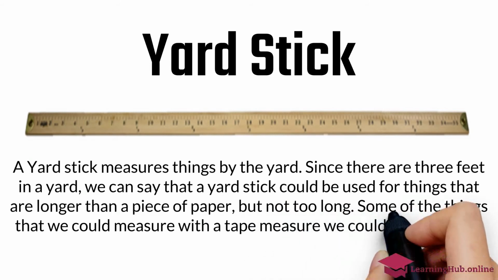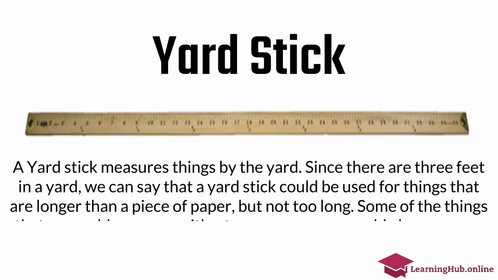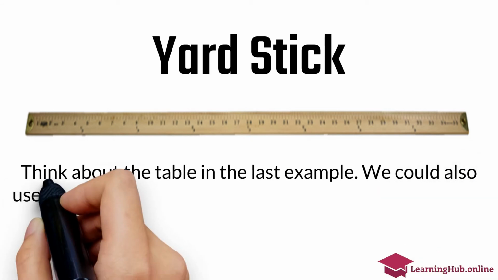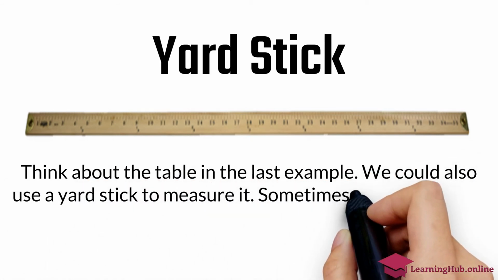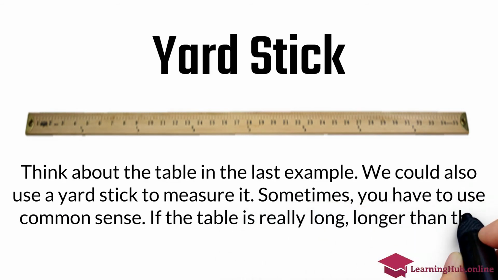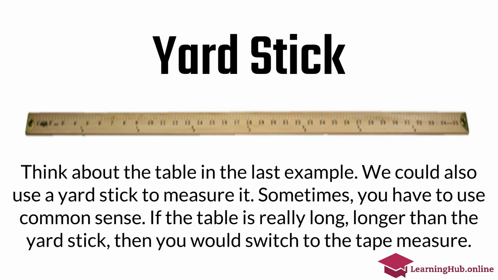Some of the things that we could measure with a tape measure, we could also measure with a yardstick. Think about the table in the last example. We could also use a yardstick to measure it. Sometimes you have to use common sense. If the table is really long, longer than the yardstick, then you would switch to the tape measure.